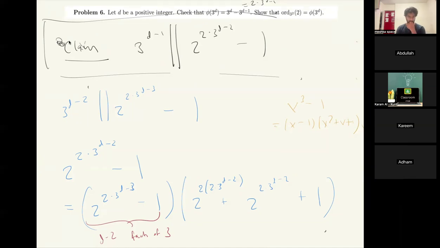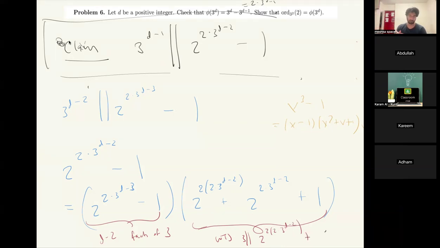Yes, this makes sense. There's d minus 2 of them. So what do I want to show about this? We want to show that 3 fully divides this expression. Right. And now this is considerably easier because we can just do it mod 9. We want to look at this mod 9.